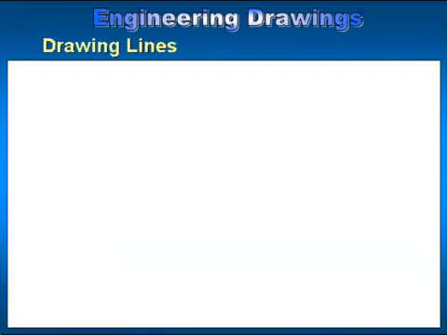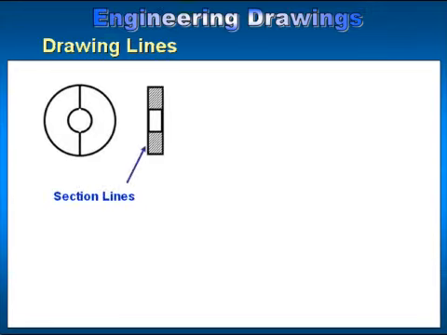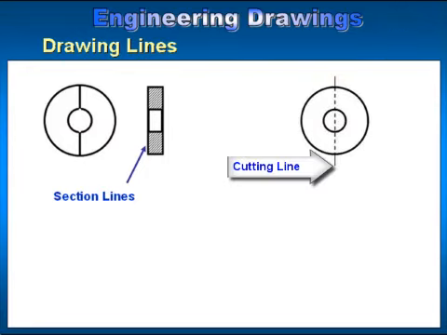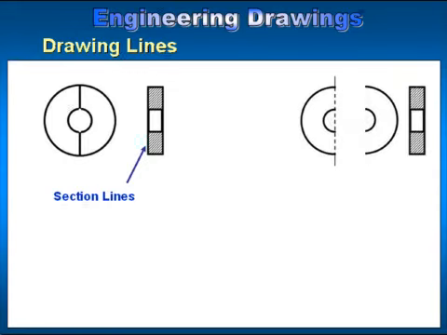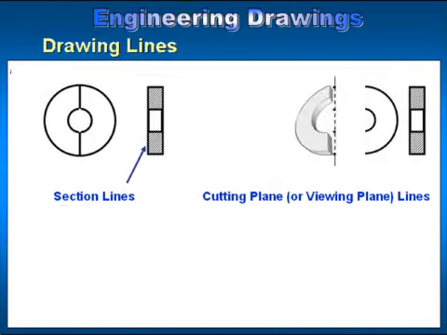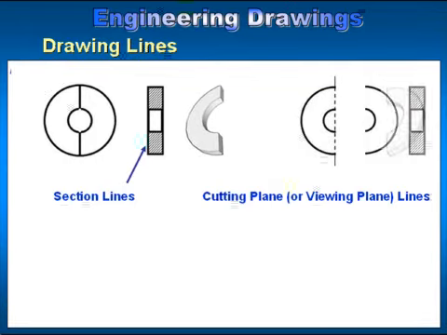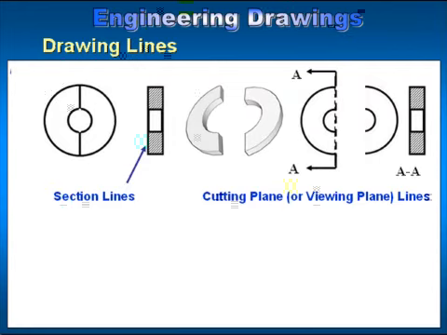Next is a section line, which is a light solid line and is usually 45 degrees and equally spaced. They're used to show the surface of a part that has been sectioned or cut. Next is a cutting plane or viewing plane line, which is a medium broken line, used to show where a part is to be cut and the direction of the view. If you notice with the cutting plane view line, it cuts the part in half and implies the direction that the part is to be viewed.